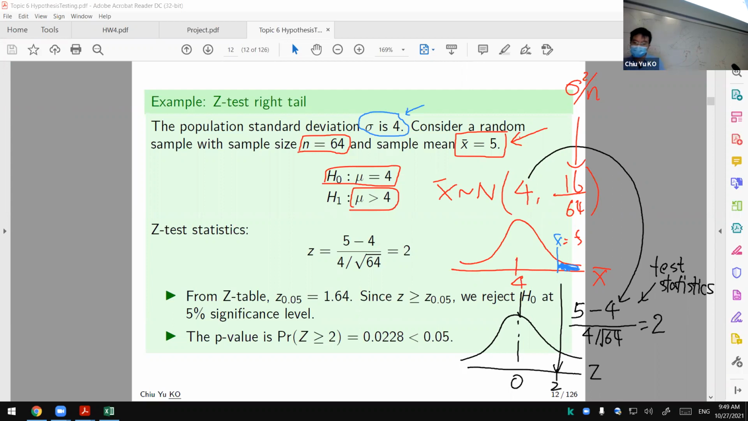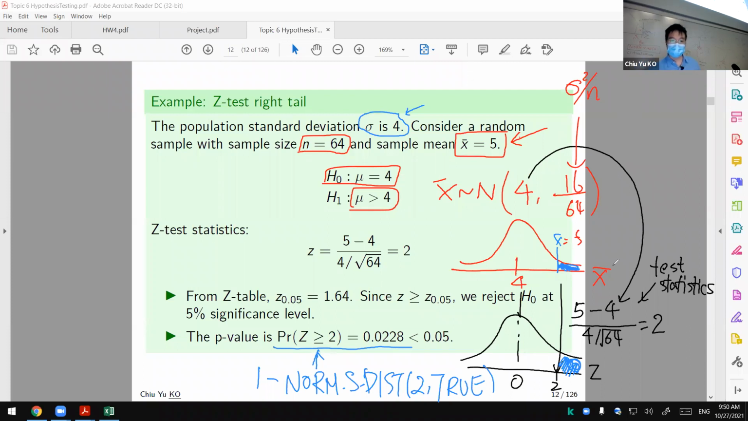So there are 2 ways to handle it. One very obvious, very direct way is to calculate this area, which is how far away this is from the mean. To do it, on the right-hand side of the 2 is this area. This comes from just 1 minus NORM.S.DIST of 2, true. To convince you this is the right thing, I just do the Excel. You get 0.0228.